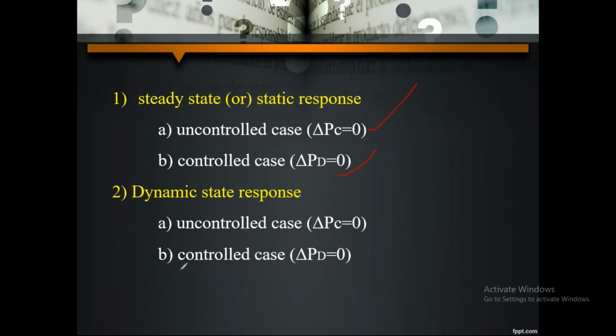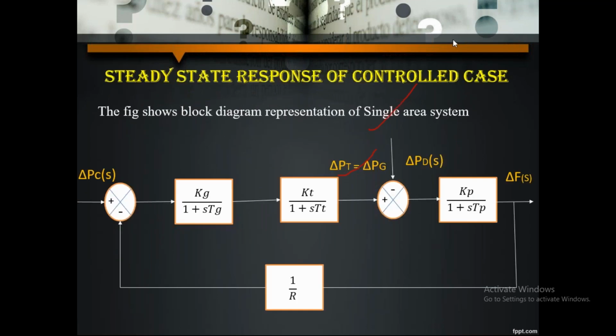All of you note down that block diagram. This is the block diagram we have for the single area system. Now, in this controlled case, we are assuming that the load demand is a constant, so delta PD becomes 0. Here there is no input, so it is directly cascaded to this block. Finally, these three blocks are cascaded.